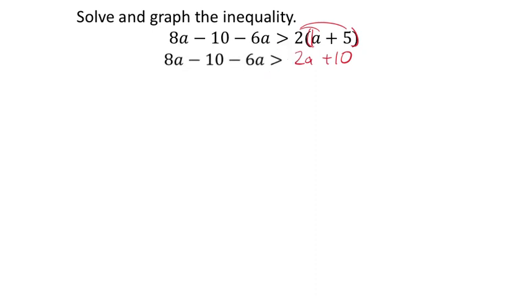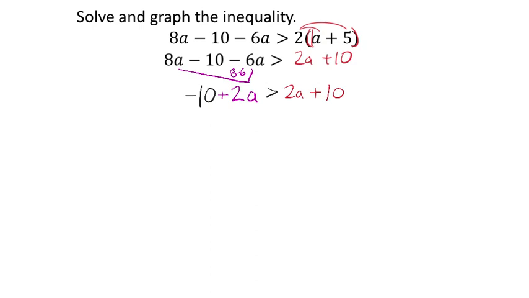So I now have 8a minus 10 minus 6a is greater than 2a plus 10. And I even have on the left, no distribution, but I have these like terms that I can combine. How many a's is that? 8 minus 6, which is positive 2a's. And then I can drop my, again, that's a negative 10 because the minus sign goes with the 10. And so this is greater than 2a plus 10.